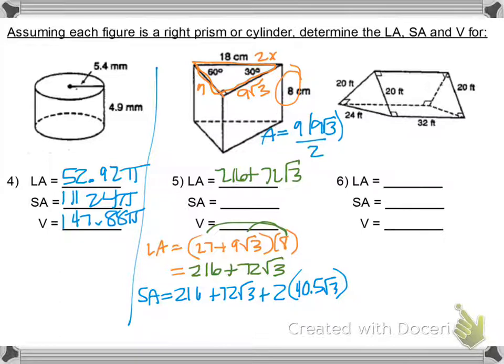And so now when I simplify this, the only thing I can really do is multiply this 2 times 40.5, which is 81 square root of 3. And then I can add that to the 72, and you get 153 root 3. So you have 216 plus 153 root 3.